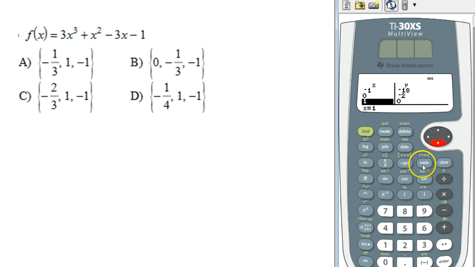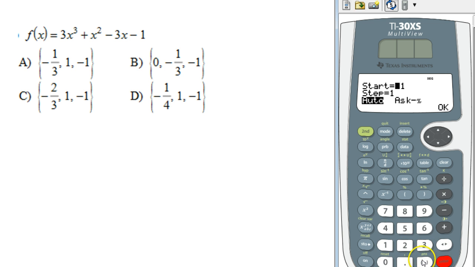We would use our calculator and we would type it into the table feature. So let's go ahead and do that first, and then we'll go back and play around with grouping later. So I would have 3x to the third power plus x squared minus 3x minus 1.